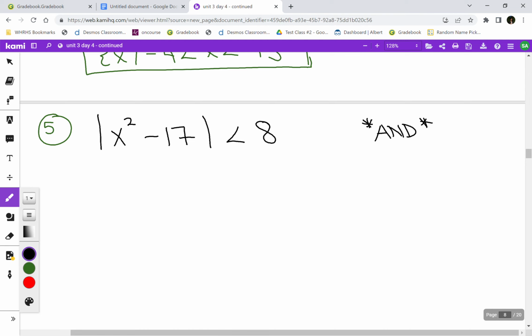And makes it more difficult. All right, so now we're going to split it into two inequalities. Who remembers how we format these inequalities? What's the first inequality that we're going to write down? What's the first inequality we're going to write down? Thanks, Rach.